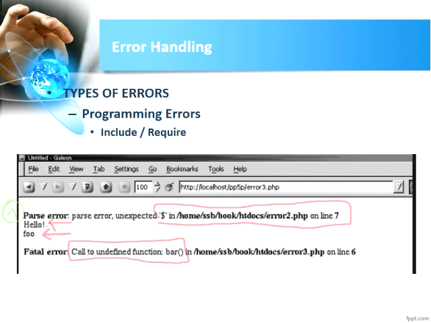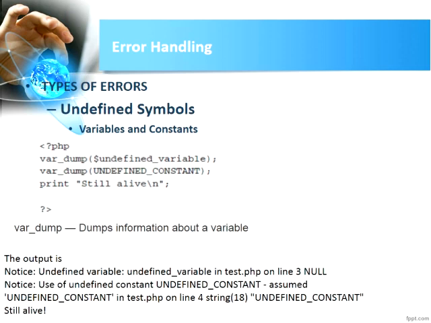So this is the first error, 2 is printing hello, 3 printing FOO, and 4 another error, call to undefined function bar. Is this example clear for you? Any questions? Okay.